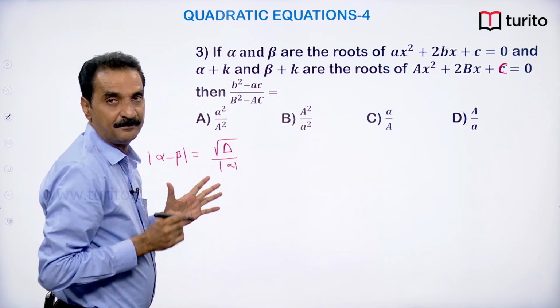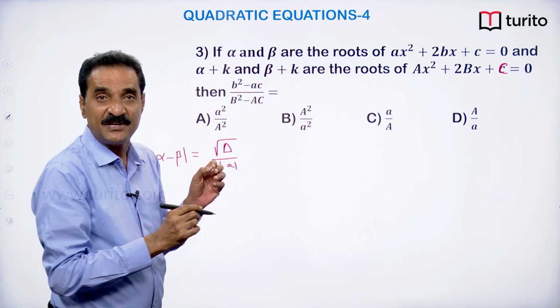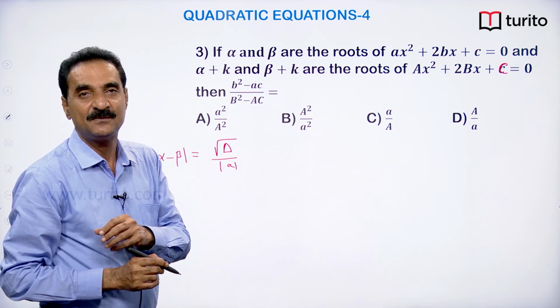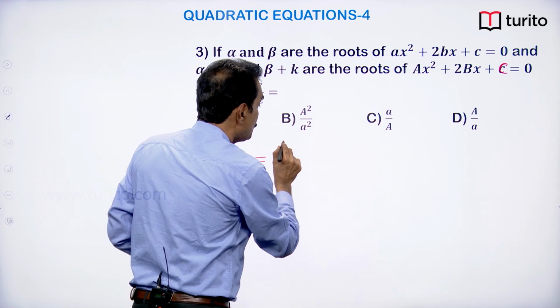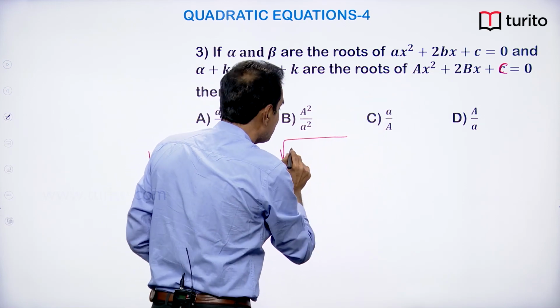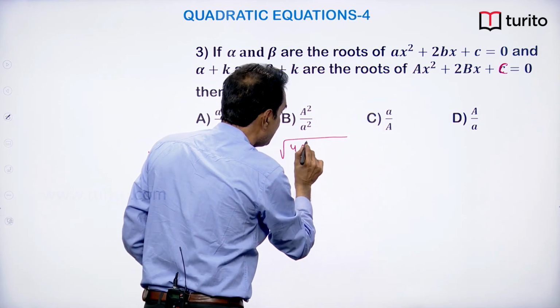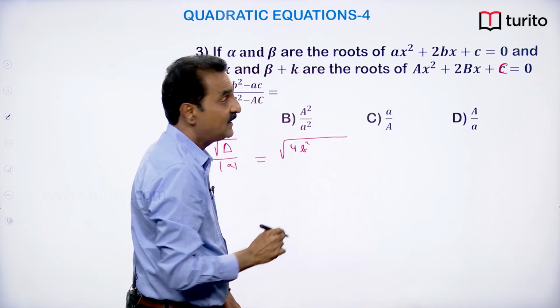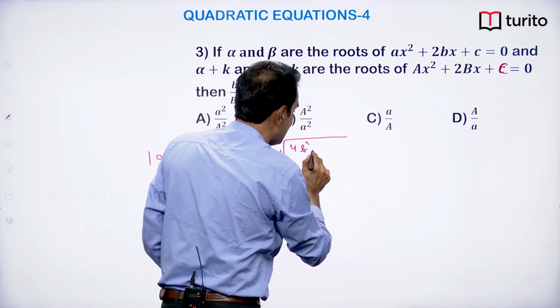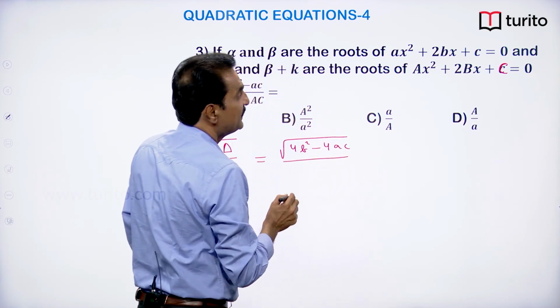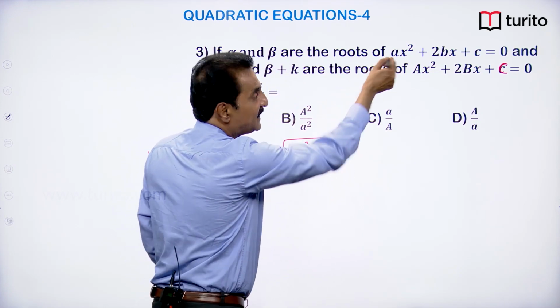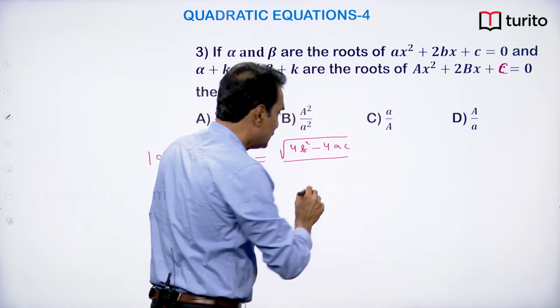This is the formula for the equation ax square plus bx plus c is equal to 0. Now, for the first equation, what is it? Root over (2b) whole square minus 4ac, by mod a, since the x square coefficient is a only. So, mod a.